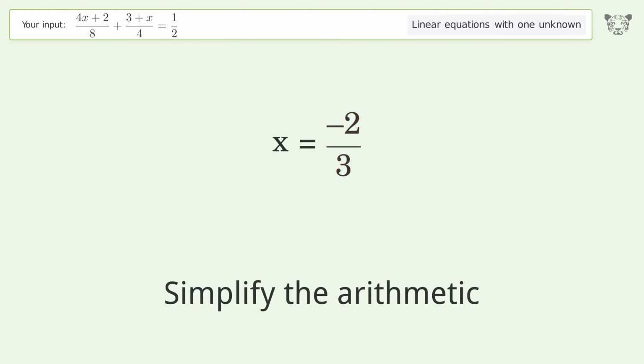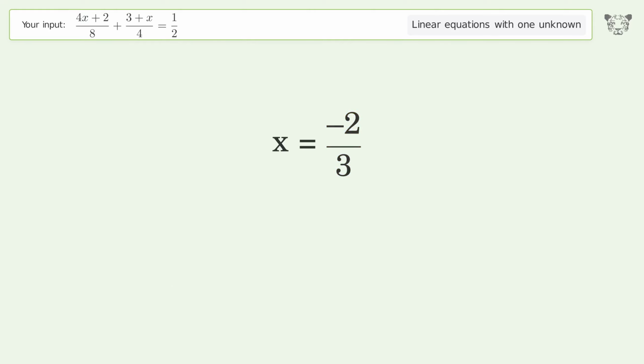And so the final result is x equals -2/3.